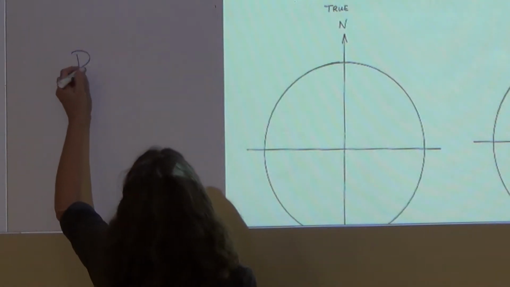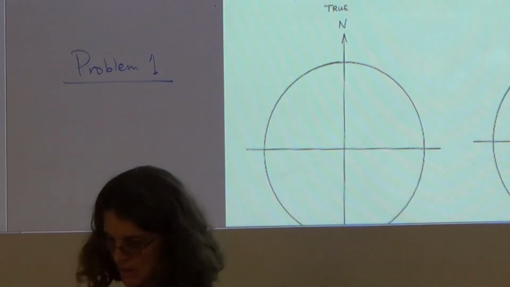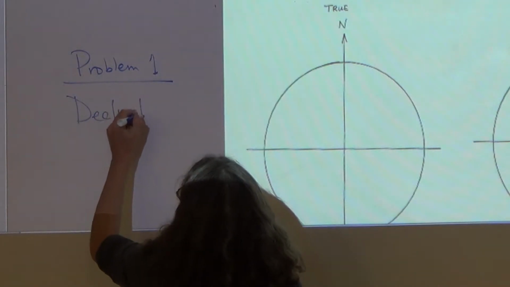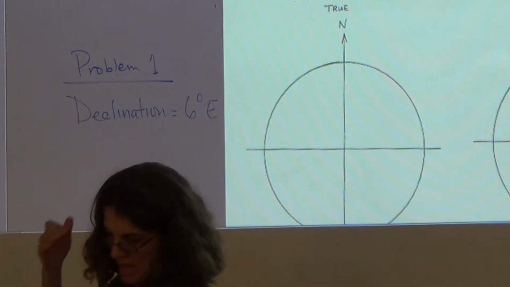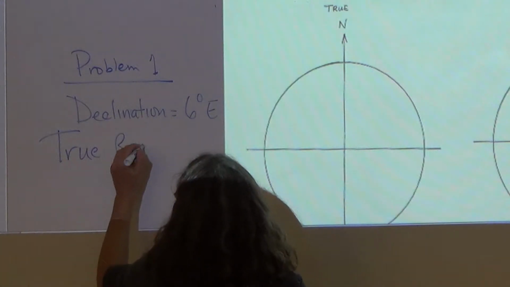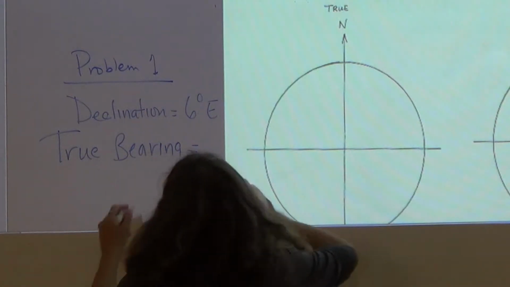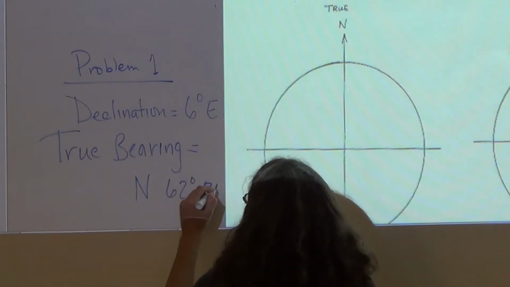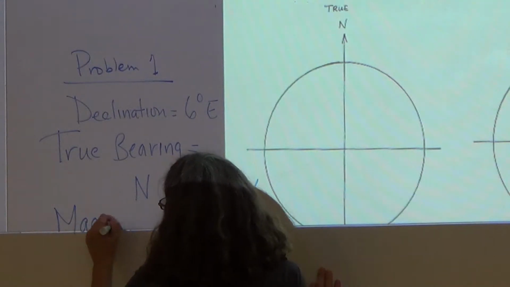So this problem 1: the declination is equal to 6 degrees to the east, and the true bearing is north 62 degrees, 25 minutes to the west. And I want you to find the magnetic bearing.